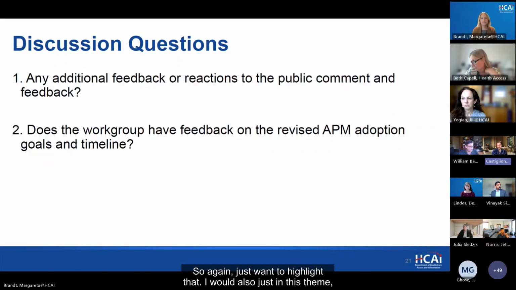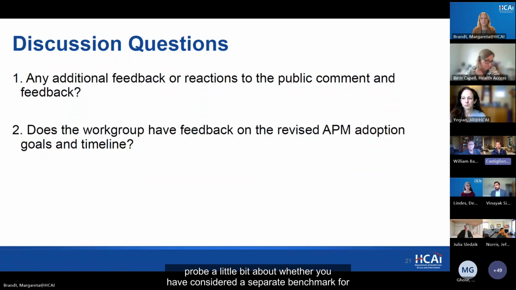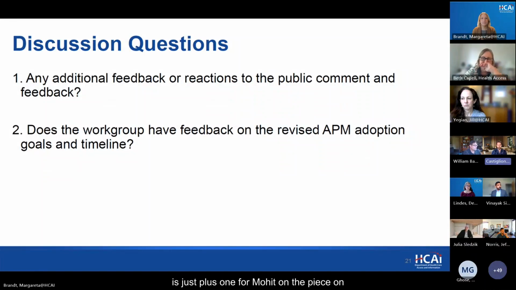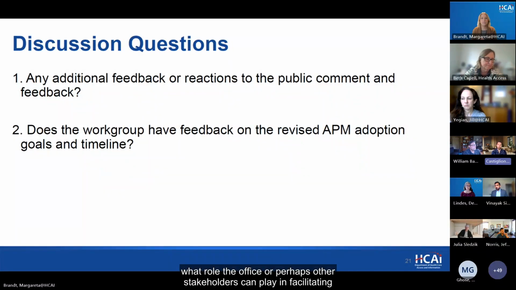I would also, in this theme, probe a little bit about whether you have considered a separate benchmark for Medicare Advantage PPO versus Medicare Advantage HMO, because those same issues do exist on the PPO side for Medicare Advantage. One of my colleagues just pinged me to raise that, so I wanted to make sure I mentioned it. And I think the final piece here, I'll try to keep it brief, is just plus one for Mohit on the piece on provider adoption, and in particular, what role the office or perhaps other stakeholders can play in facilitating collaboration to help providers be more ready to adopt some of these models.